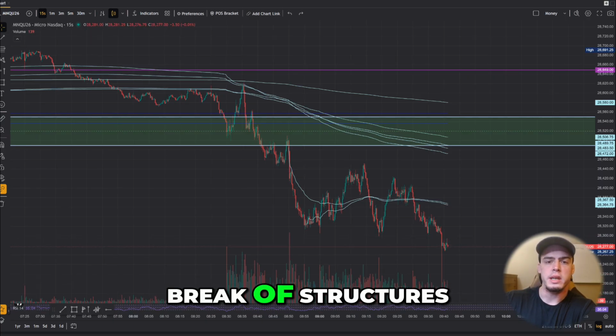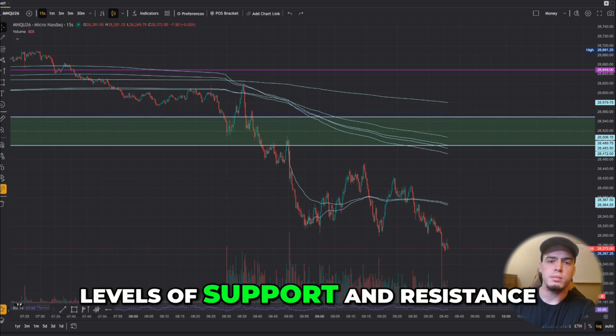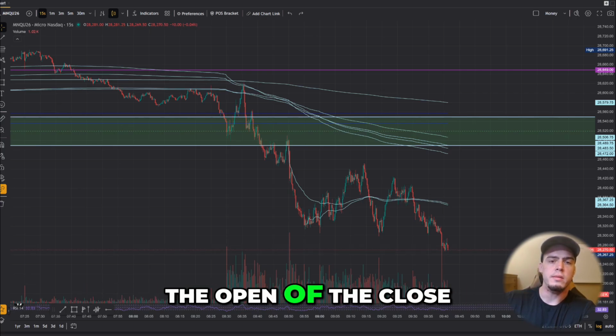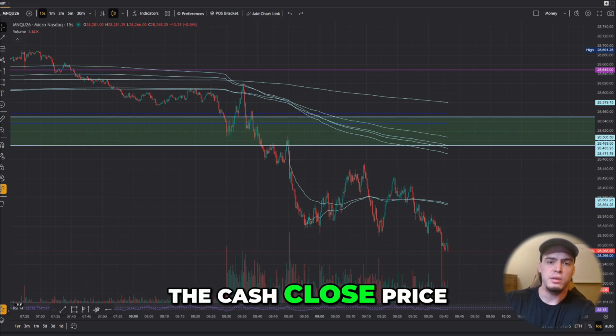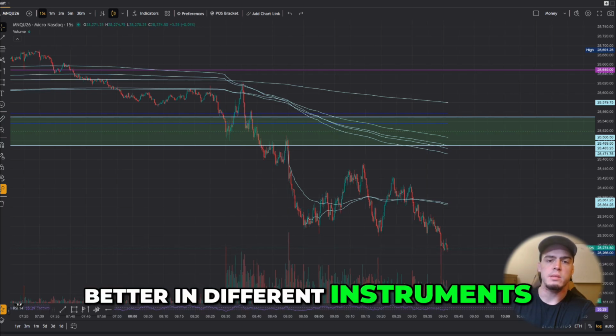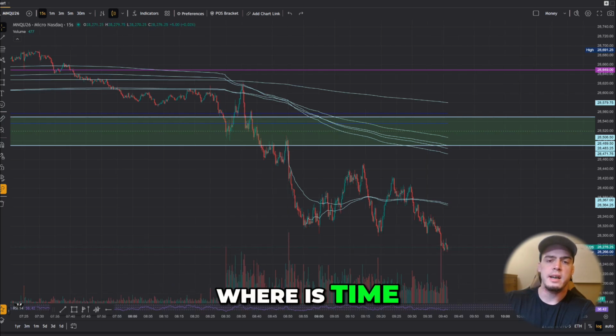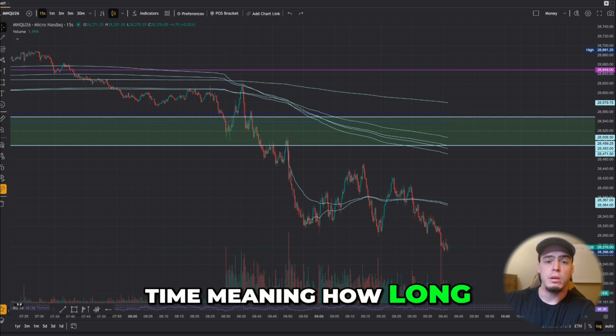You can use previous breakup structures. You can use high volume areas. You can use different levels of support and resistance like the VWAP, the open of the close, the open of the Euro time frame. Really, there's a bunch of them. The cash close price. All of these things are reference points. Some of them work better in different instruments, but the point being, where is time and volume relative to our reference points? Time meaning how long did it spend down there?